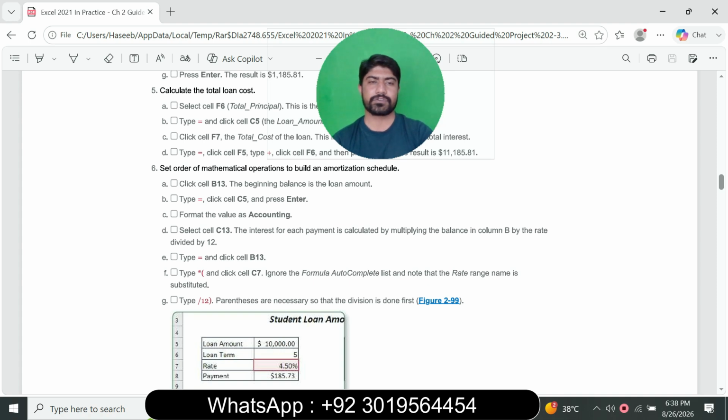Format the value as accounting and select the cell C13. The interest each payment is calculated by multiplying the balance in column B by the rate divided by 12.